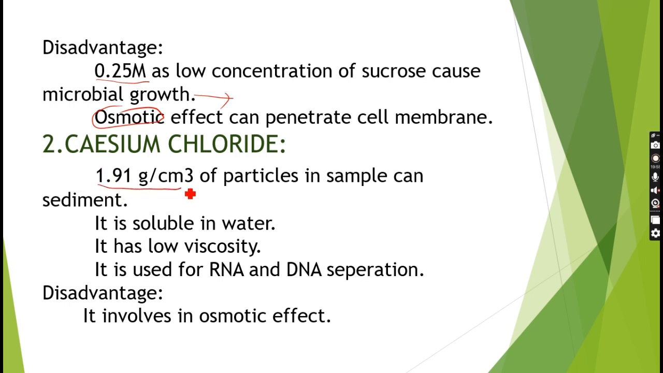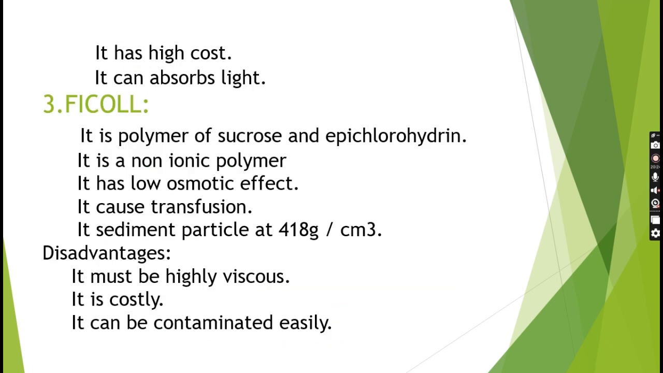Next, a commonly used medium is going to be cesium chloride. It's going to have a density of 1.91 gram per centimeter cube. So it's going to be soluble in water at the highest level. It's going to have a low viscosity. So due to its low viscosity, it is used commonly for RNA and DNA separation, where sucrose can't be used here. A major disadvantage here is also the osmotic effect. And it's going to have a high cost and absorption of light, which is not possible with other gradients.